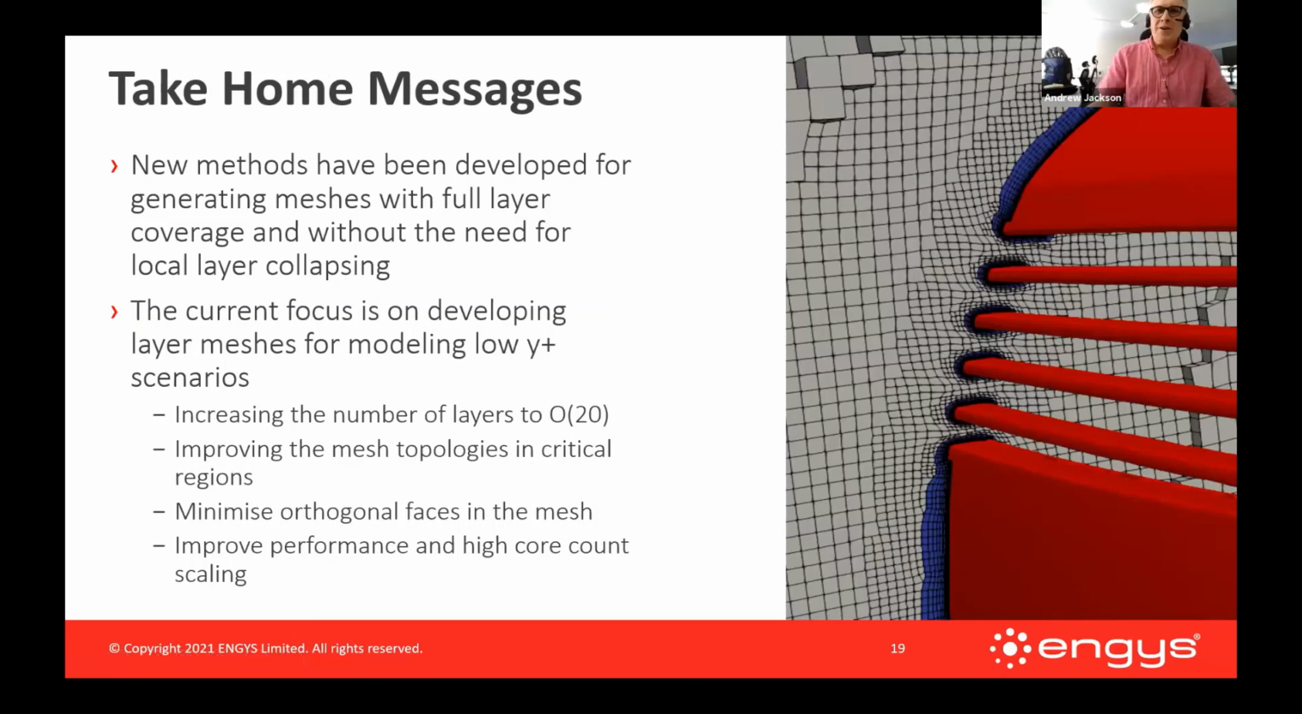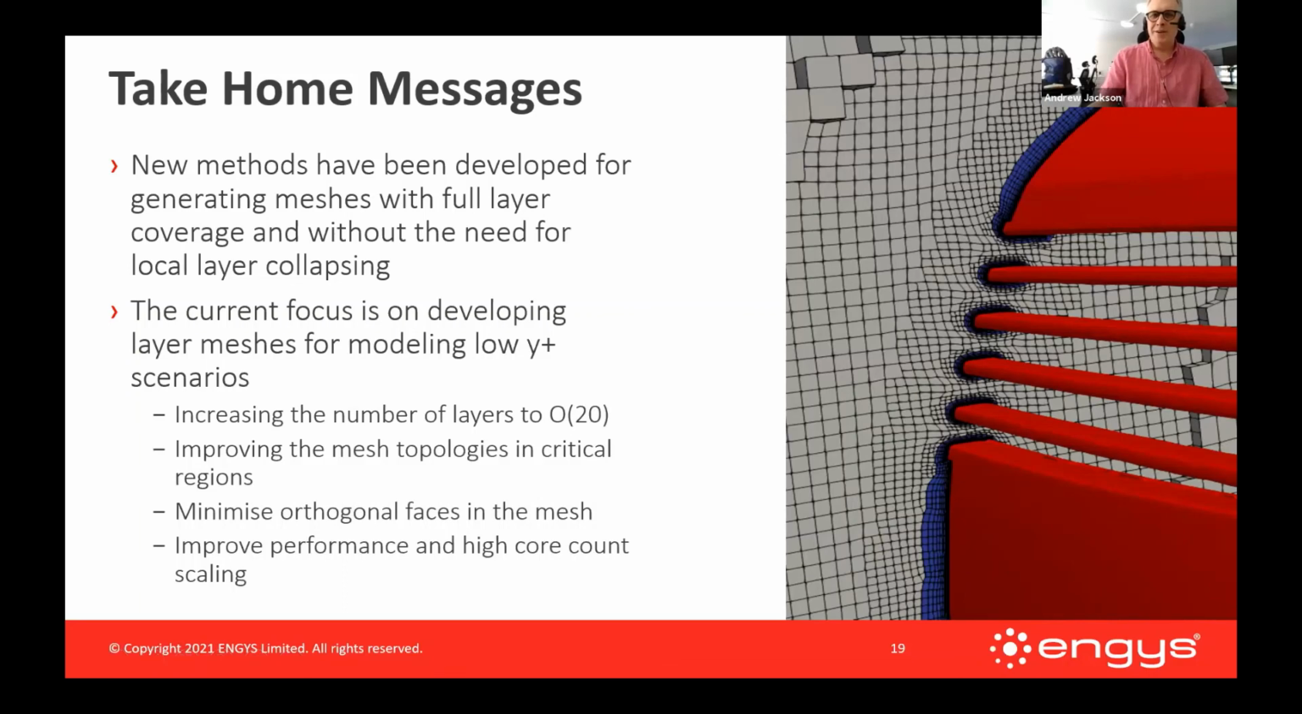The take-home message is we're trying to develop new methods for generating full layer coverage without the need for local layer collapsing. People are always complaining about this, so we're actively trying to improve it. People want layers, but now they want very low first cell height. So the current focus is developing layer meshes for modeling low Y plus scenarios.